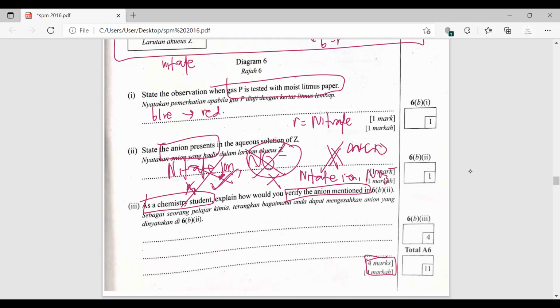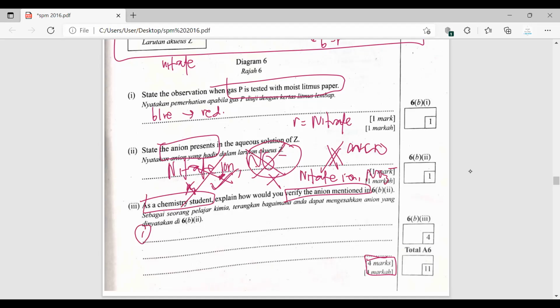Try step by step, you know. Okay, I hope it's the correct one. Add dilute sulfuric acid. Okay, wait now. If you started with this, you straight away won't get the first mark because you never say you want to put solution Z into a test tube first. How do you want to test without any solution? You get my point?